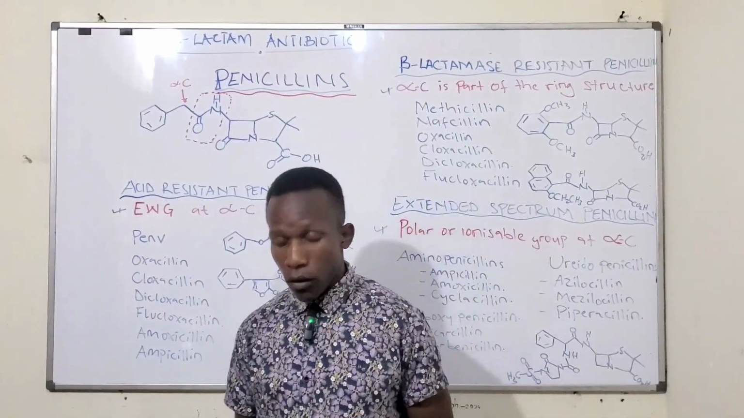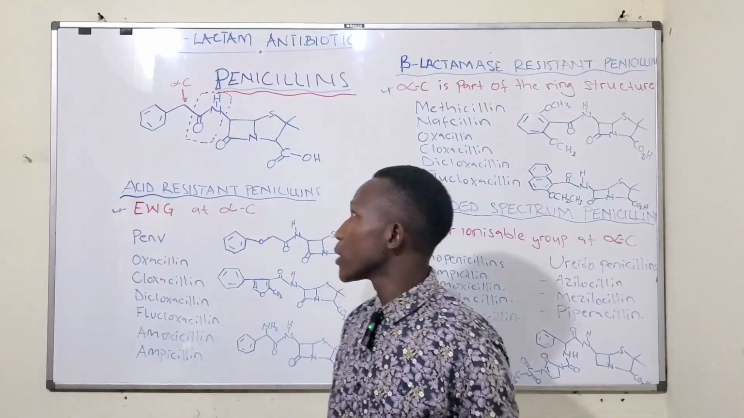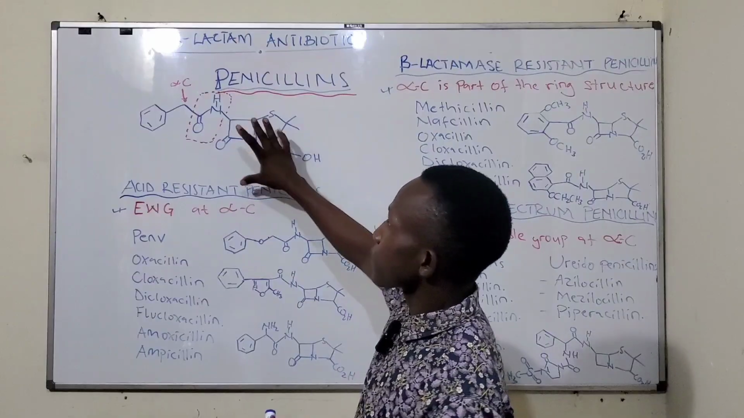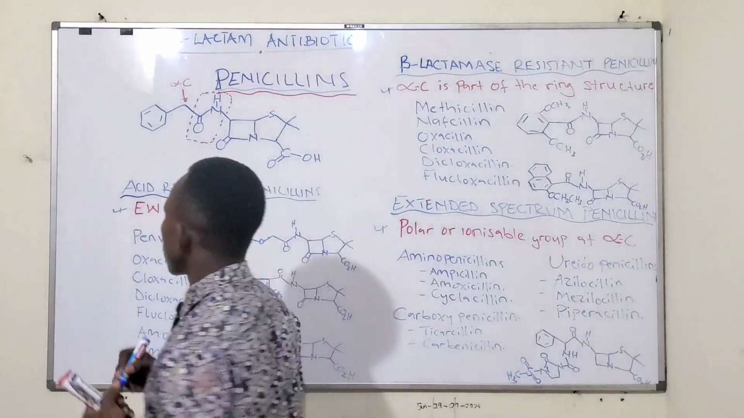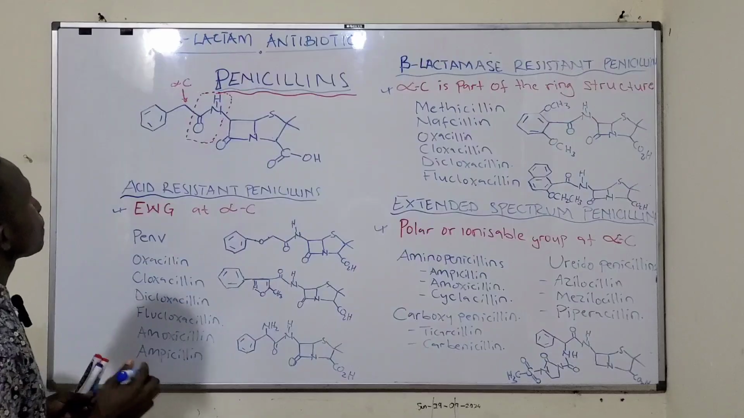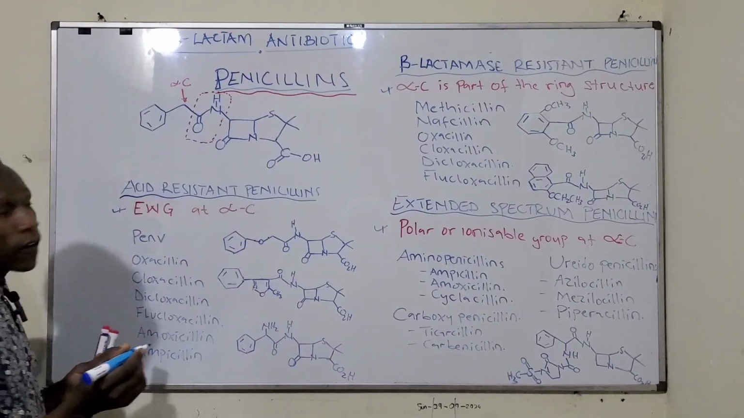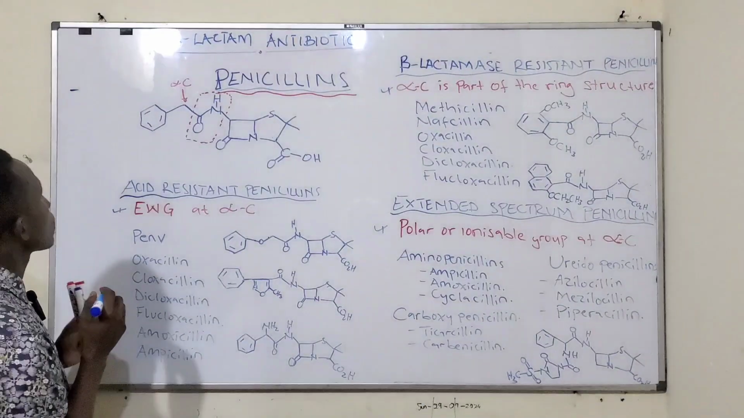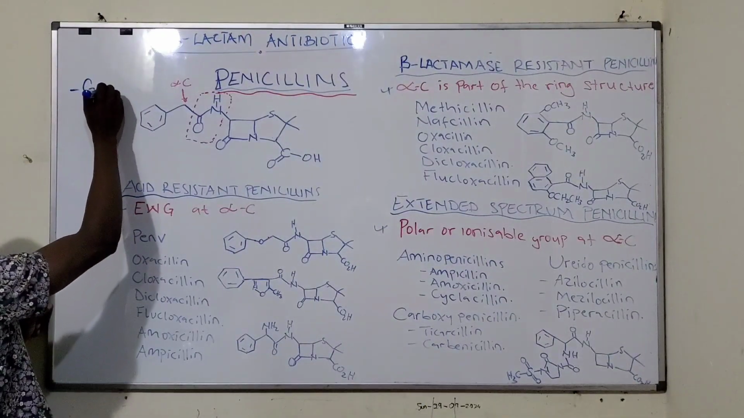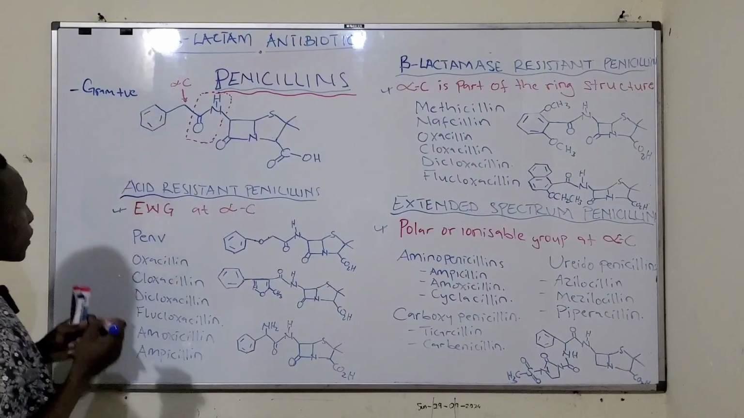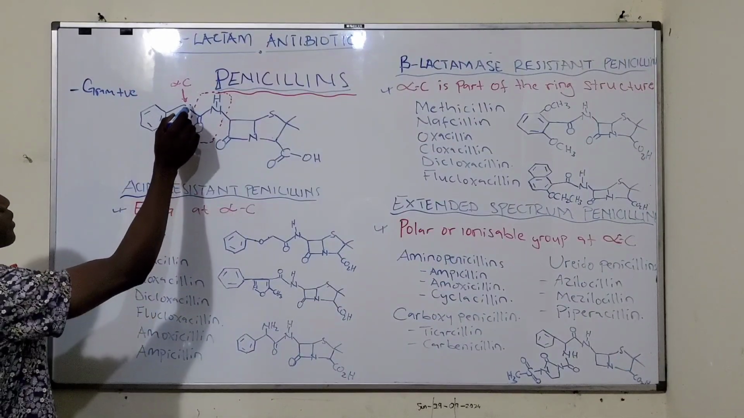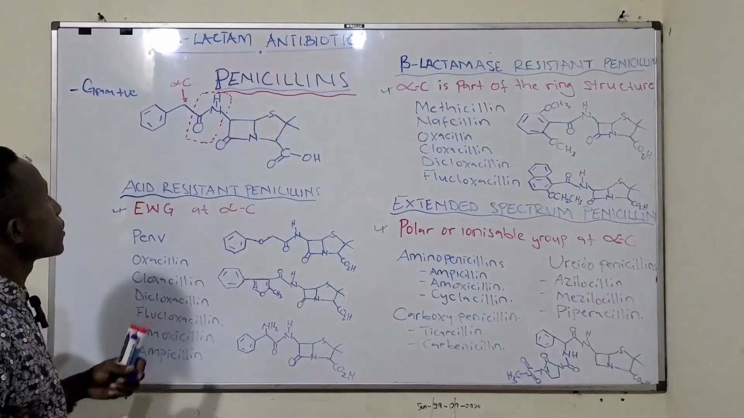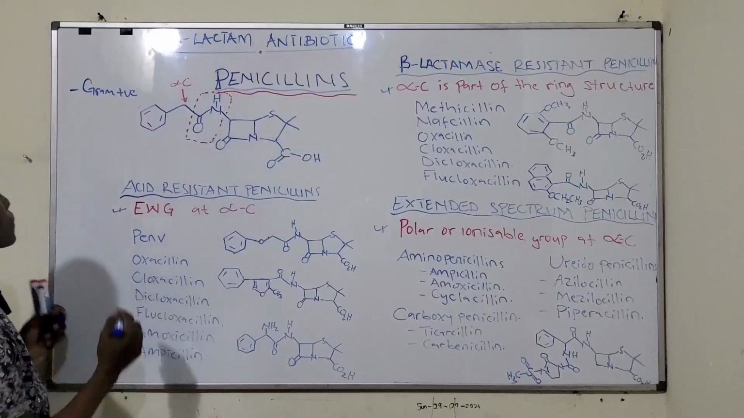Let's do some summary of some of the important information about penicillins. Remember, this is our structure for penicillin G. But penicillin G, remember, was the first penicillin. It was discovered that it acts mostly on gram-positive bacteria, because this R group is a benzyl group which is highly lipophilic, so it cannot easily penetrate the gram negatives.